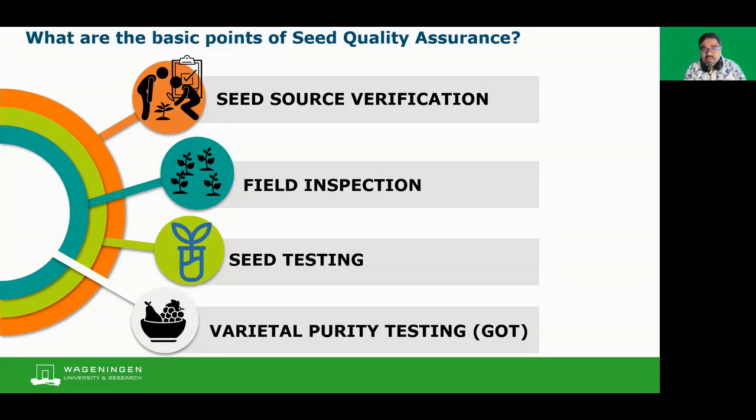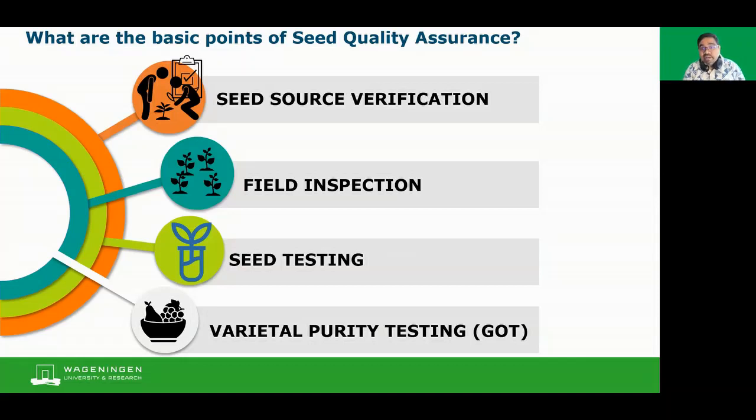Next is the field inspection. We need to see exactly whether the seeds now being produced are being produced in the right, scientific way or not. Then we have to go for the seed testing. After the seeds have been produced and assured in the field by field inspection, to check that everything has gone in the right way, we take a sample and do the seed testing. We will be elaborating on these two.